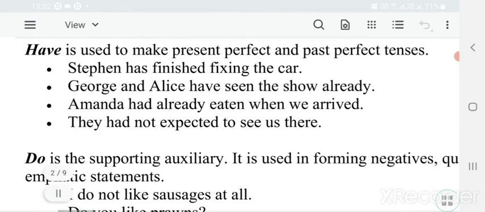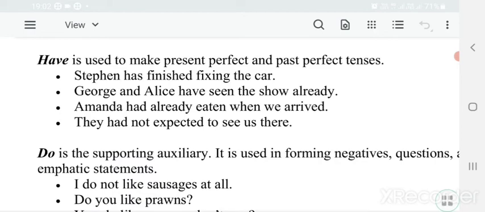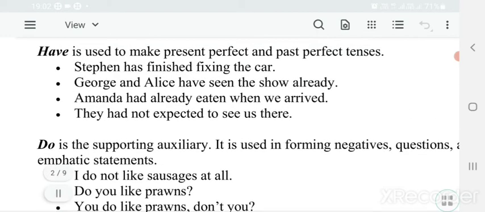In the second sentence, George and Alice have seen the show already. They have already seen the show. That means it has been seen, but not very recently. That's why we are using it in a present perfect sense. George and Alice is the subject. Have there is the primary auxiliary, and seen is the third form of see. So all these examples will help you to understand the basic nature of this construction, have.